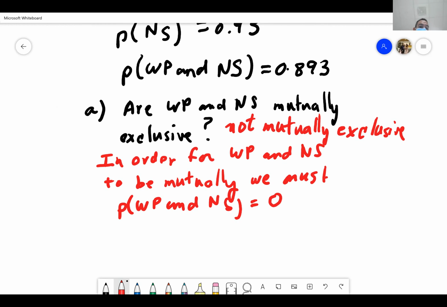Make sense? All you have to do is check: if the intersection exists, if it's a number other than 0, then it's not mutually exclusive. If it's equal to 0, it can't happen at the same time, it can't exist. Therefore, we say it's mutually exclusive.